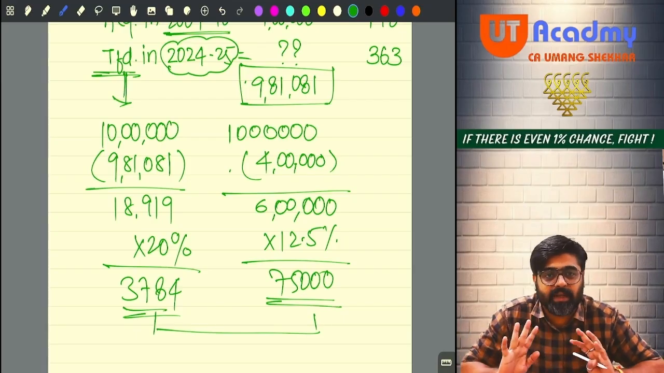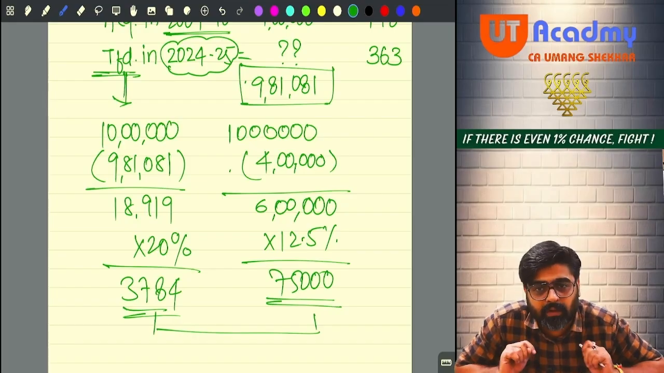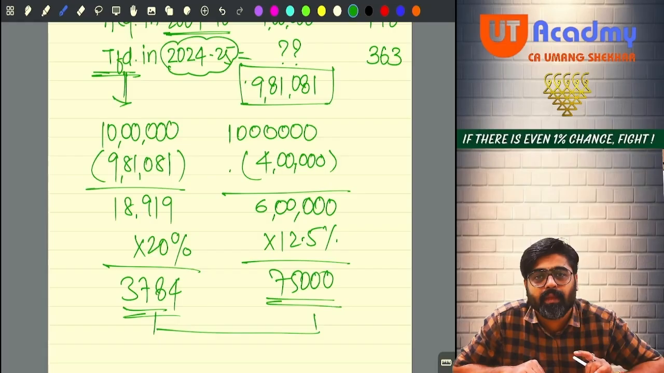This is the way in which the indexation is done. Will you be able to do it? Now wait, please pay attention here. This happens.